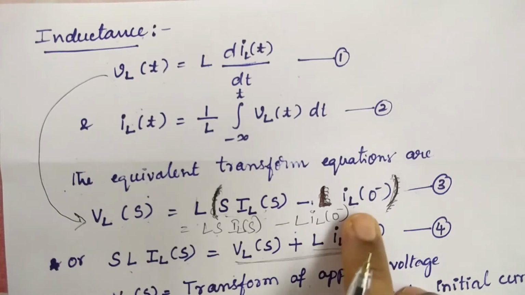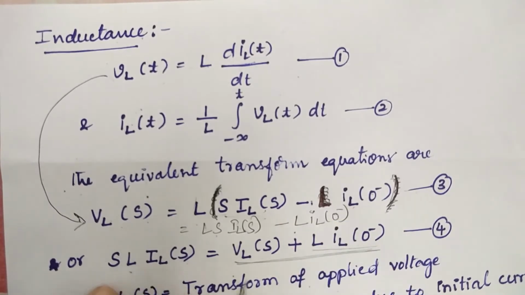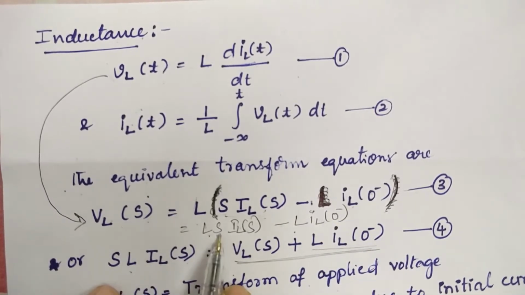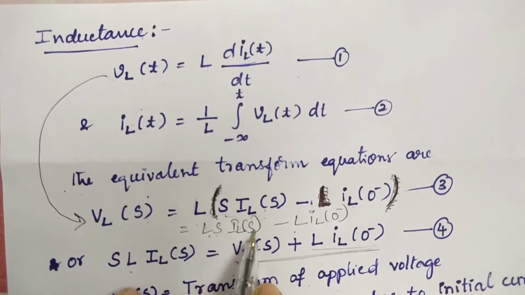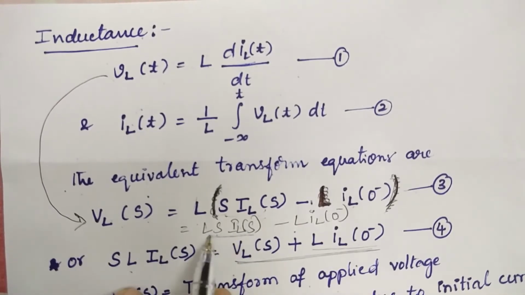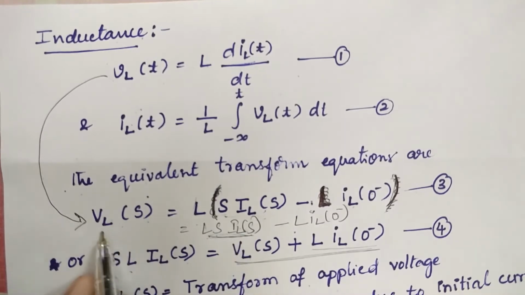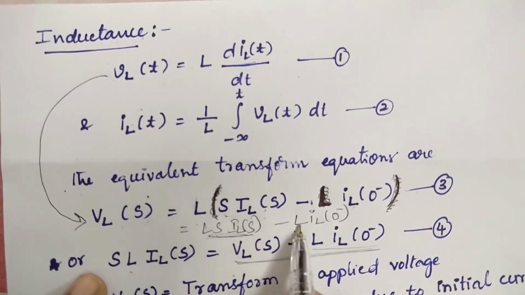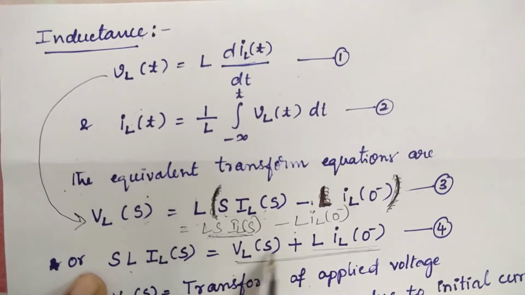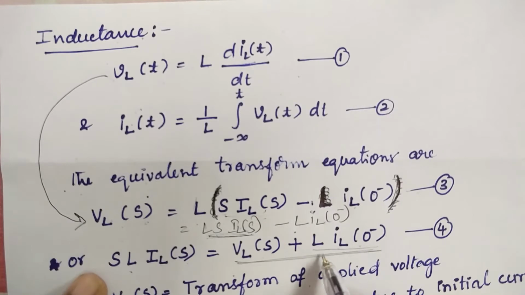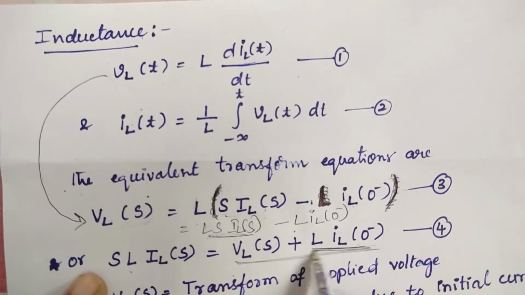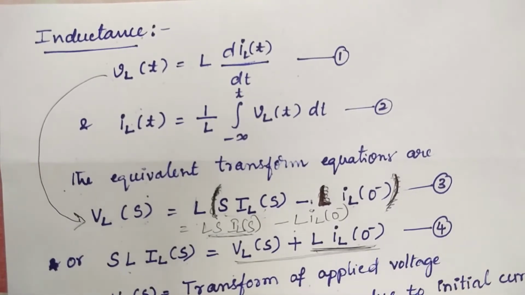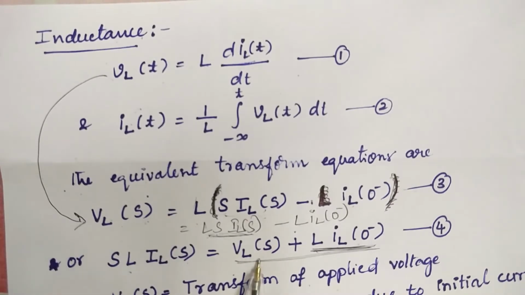You may also rearrange this equation like this. S L or L S, no problem. S L into IL of S is equal to, since we are trying to write the relation for this, VL of S. If you keep this term on the other side, it will turn to plus L into IL of 0 minus. Here L into IL of 0 minus is a transformed voltage due to the initial current, and VL of S is the transformed voltage of the applied voltage.